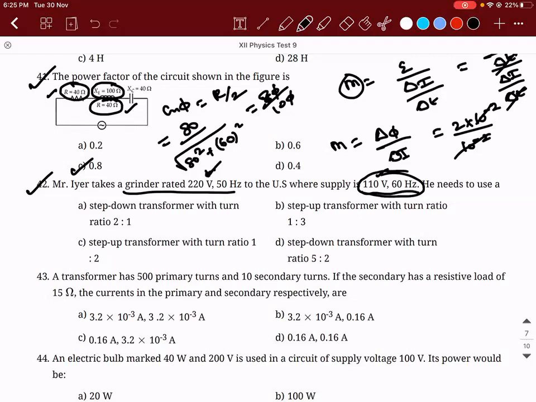Now the grinder is no more in India, it is in US. In US, you are able to get the input voltage only as 110 volt. But how much is the input voltage needed for the grinder? It is 220 volt. So you need to use a step-up transformer. So how many times are you supposed to increase? So what do you mean by turn ratio? Turn ratio is defined as the ratio of the number of turns of the primary to the number of turns of the secondary. So the number of turns in the primary over the secondary is 110 divided by 220. So you need to use a step-up transformer with the turn ratio of 1:2.